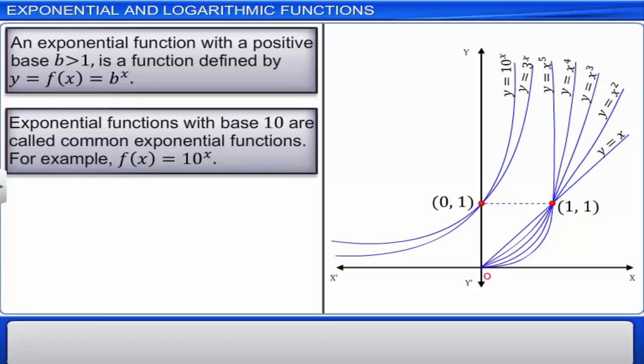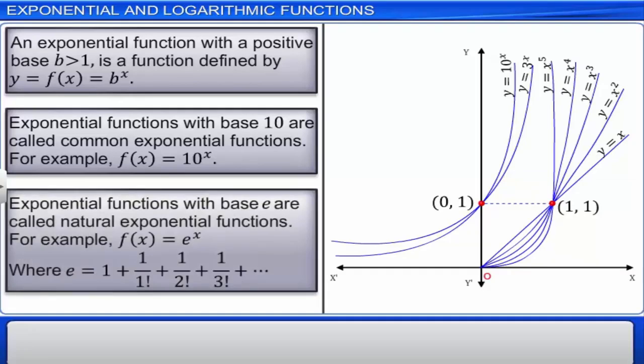Exponential functions with base e are called natural exponential functions, where e is equal to the sum of the series 1 + 1/1! + 1/2! + 1/3! and so on. f(x) = eˣ is an example of a natural exponential function.